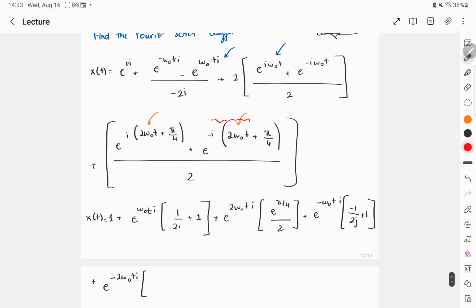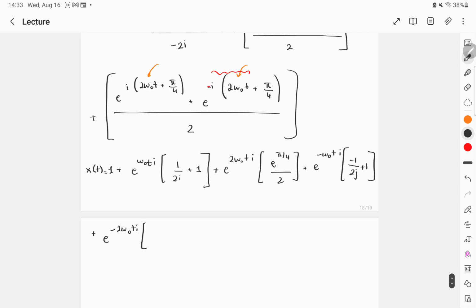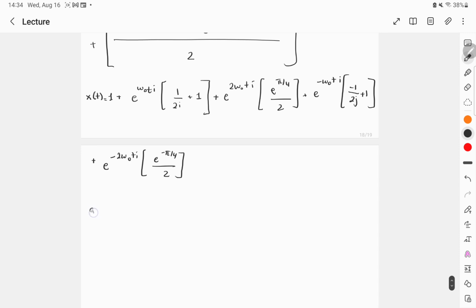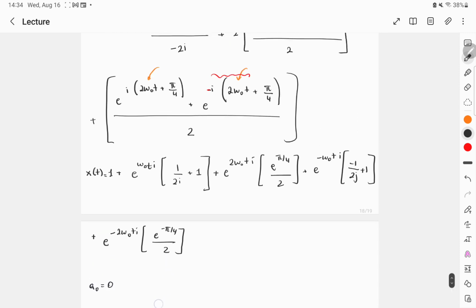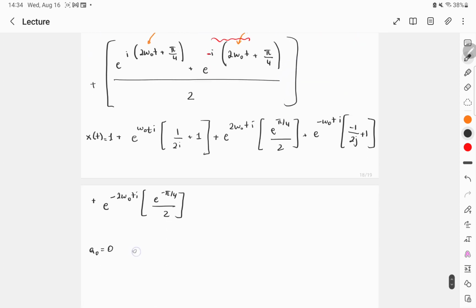I'm sorry, the previous thing that I said was wrong, but here we have minus sign. That is why we are now including this part here. E to the minus pi over 4 over 2 is the coefficient. So here what we have is a 0 equals 0, because e to the power of 0 gave us 1, which we have over here, and a 1 is 1 over 2j plus 2i plus 1.